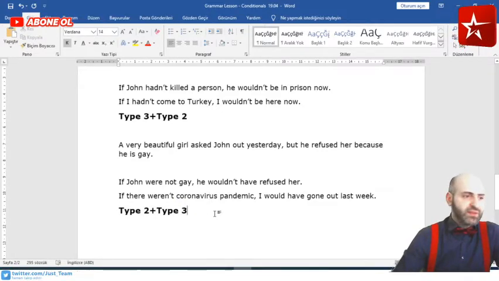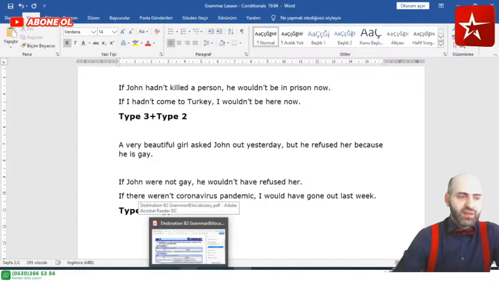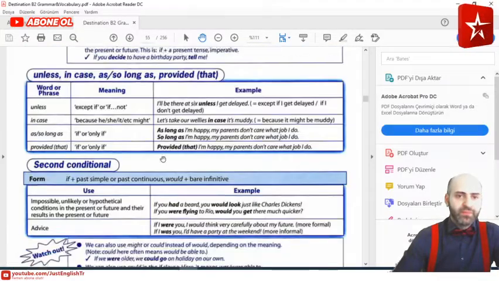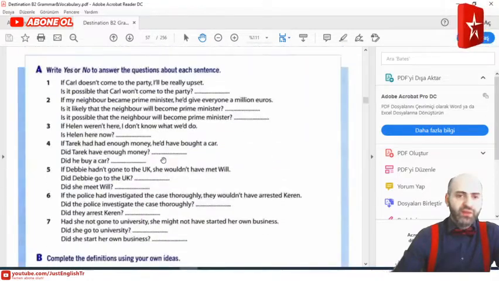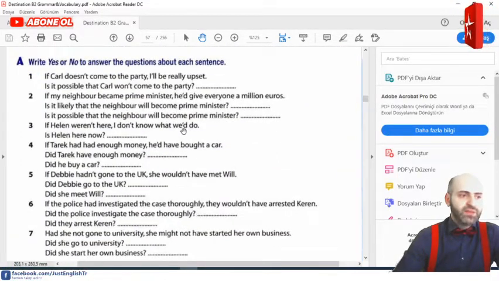I think this is enough for the explanation, and now we can go to some examples. Let me open a book for you. And let's do some sentences together. We have exercise A. Nice to meet you as well. Ayşe, you are in Bursa as well.